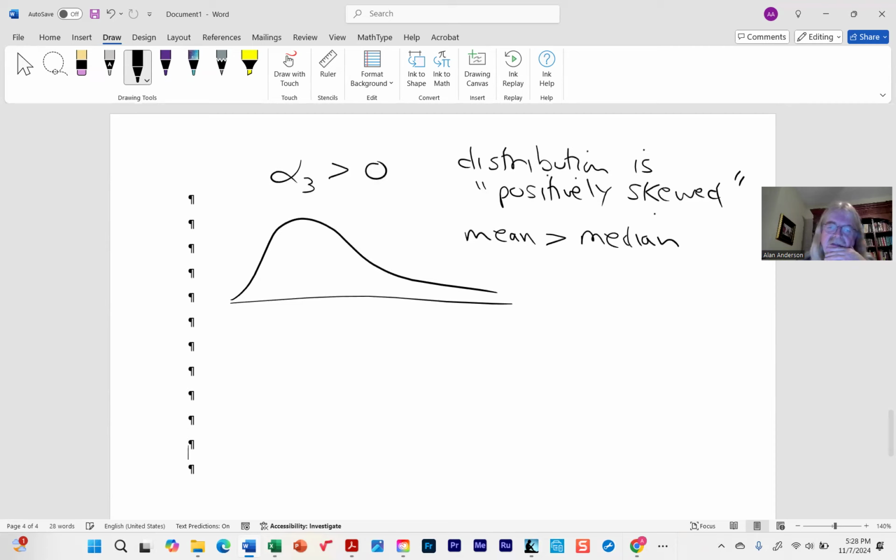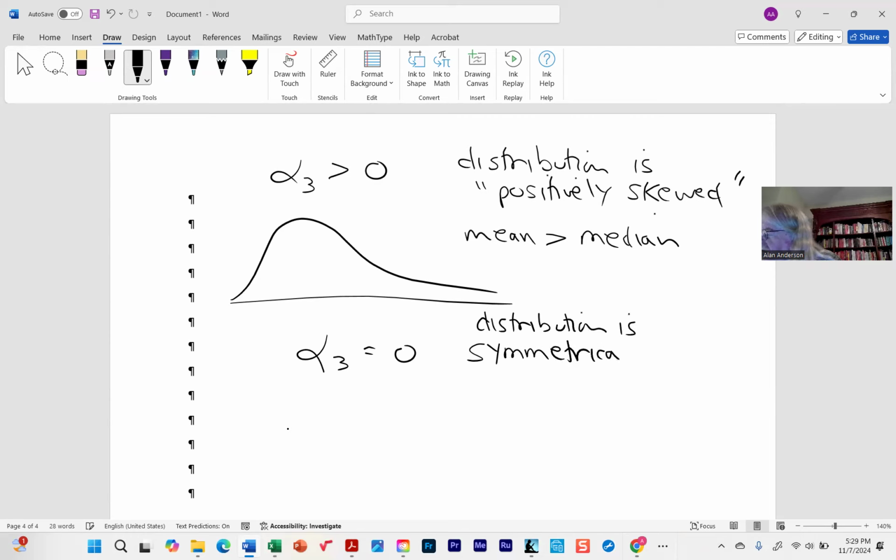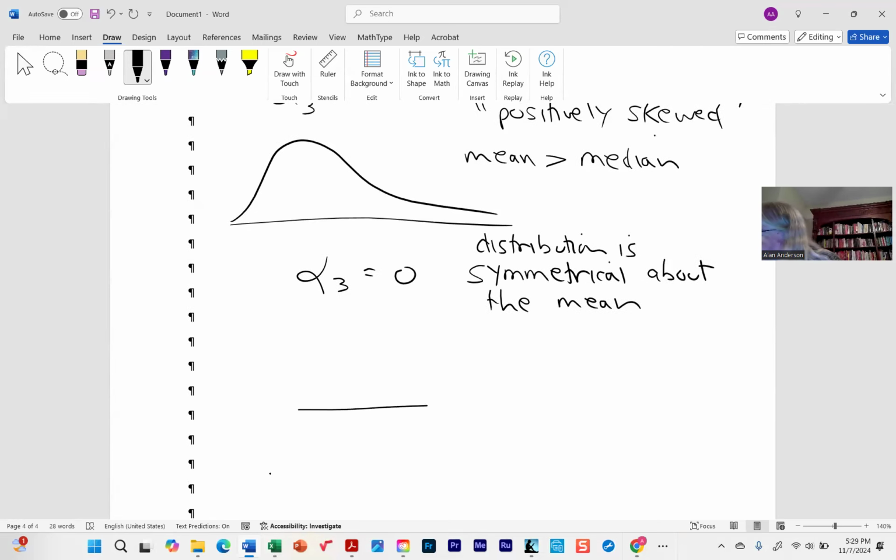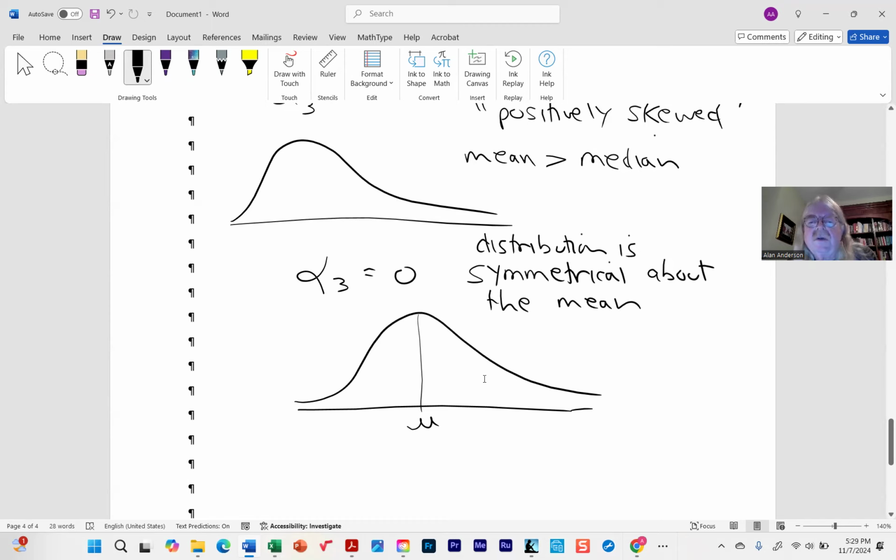Now, in the third case, we have symmetry. Or it is said to be symmetrical about the mean. And this means we're looking at something that resembles the normal distribution. All right, so this graph isn't perfect, but you get the idea. It's supposed to be a mirror image on either side. So this is what a skewness parameter of 0 would look like.